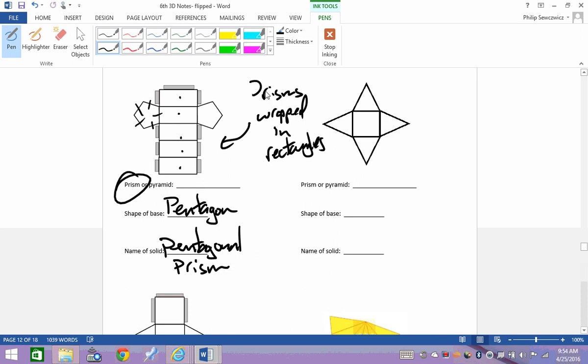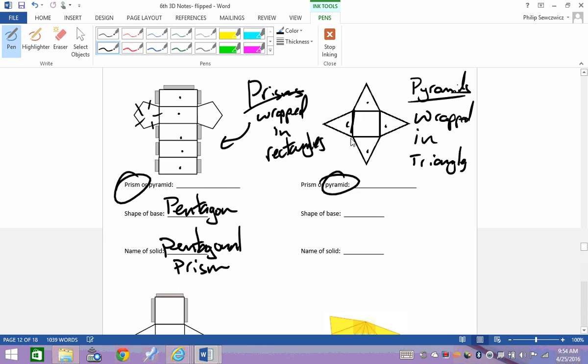So let's see here. This time, all prisms are wrapped in rectangles. Here, all pyramids are wrapped in, no, not bacon, it's not bacon there. What are all pyramids wrapped in? What do you see there? They're wrapped in triangles. So do we have ourselves a prism or a pyramid? Well, look at all the triangles we've got. So it is a pyramid. The shape of the base, who's there in the middle? It is a square. That makes it a square pyramid.